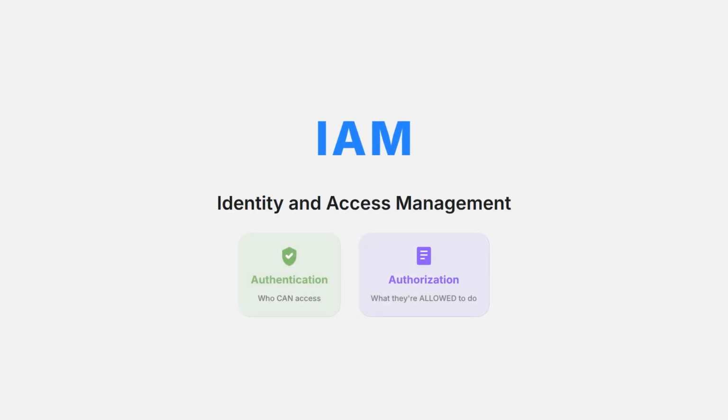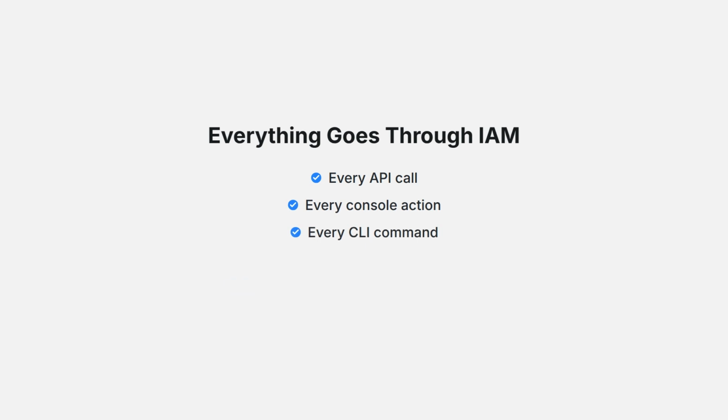So, what exactly is IAM? It stands for Identity and Access Management. It's the service that controls authentication, who can access your AWS account, and authorization, what they're allowed to do once they're in. Every API call, every console action, every CLI command goes through IAM first. It evaluates the request, checks the permissions, and either allows or denies it. Without proper IAM setup, you're either blocking legitimate access or exposing your account to unauthorized users.